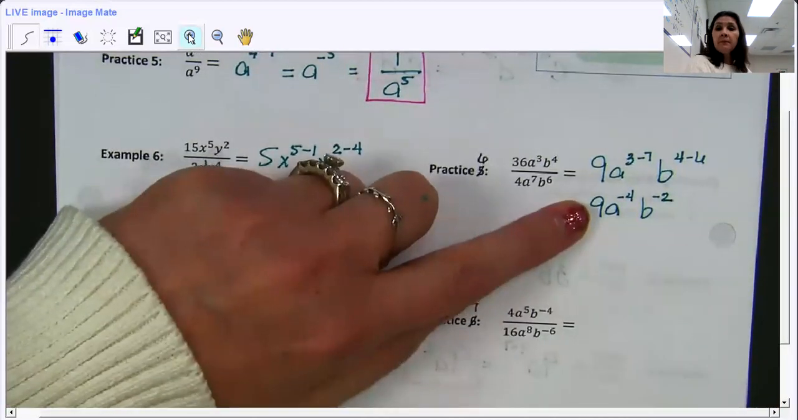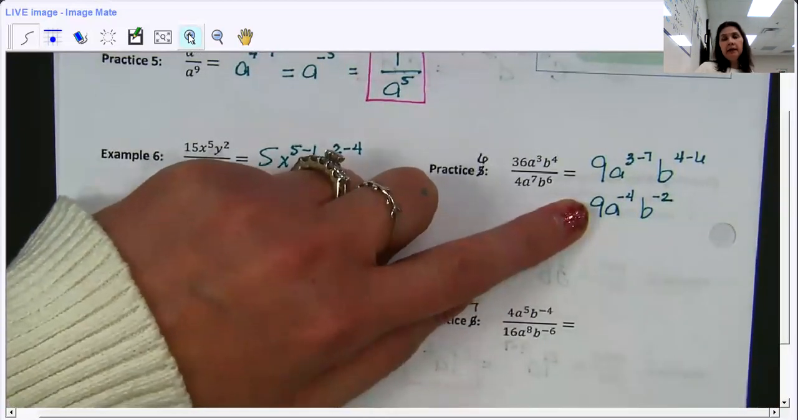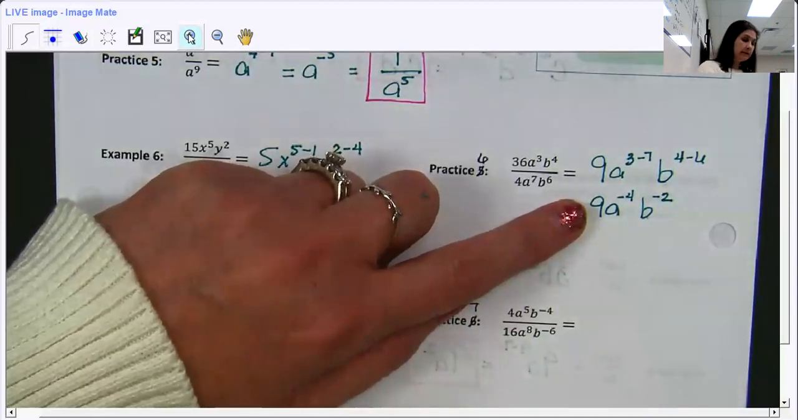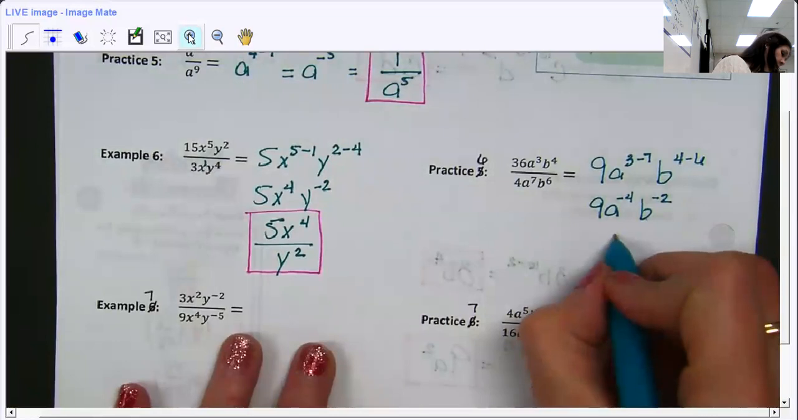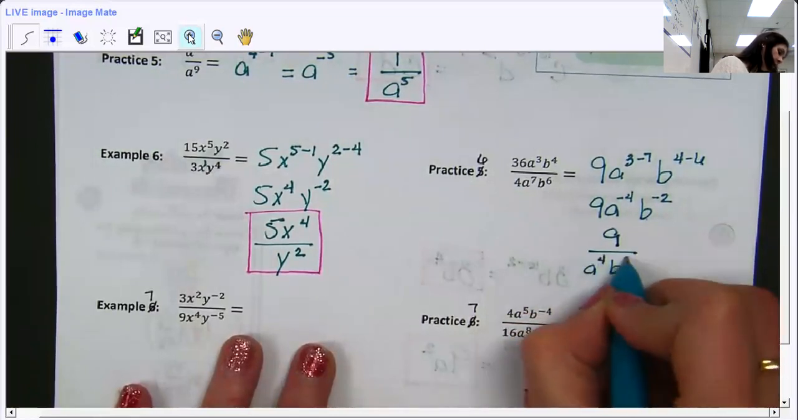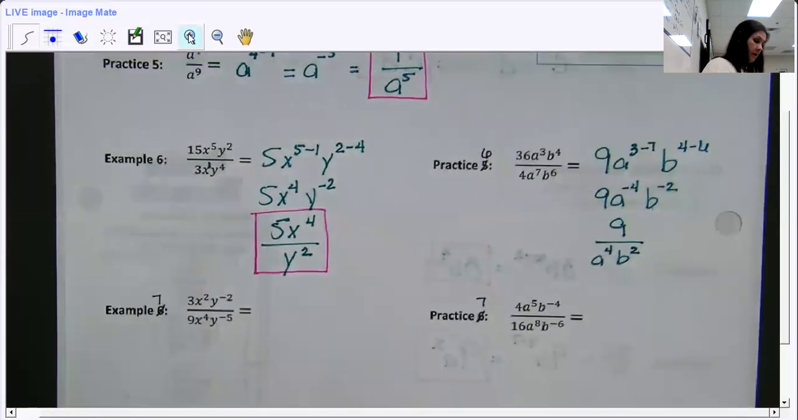Well, we're not going to do that because look at this 9. This 9 doesn't have a negative exponent, only the a and the b. So the 9 is going to stay where it's at. So when we write this, we write 9 over a to the power of 4, b to the power of 2. And we'll stop there.